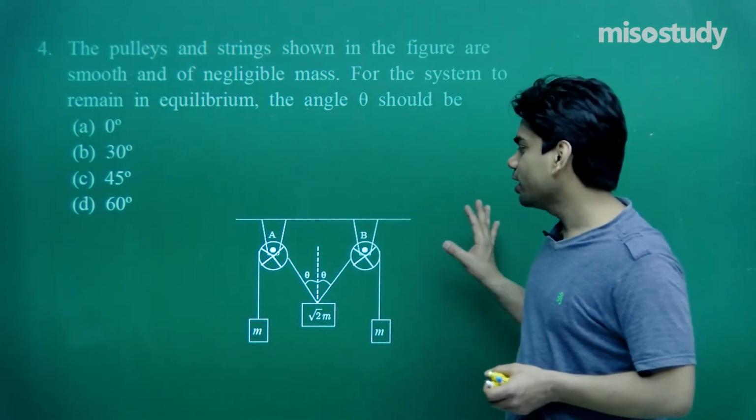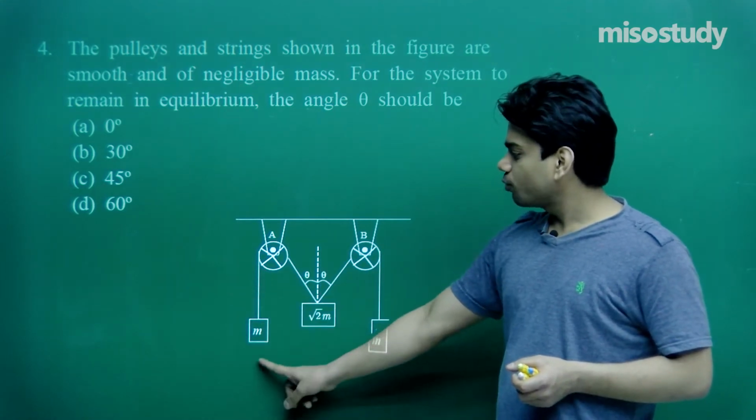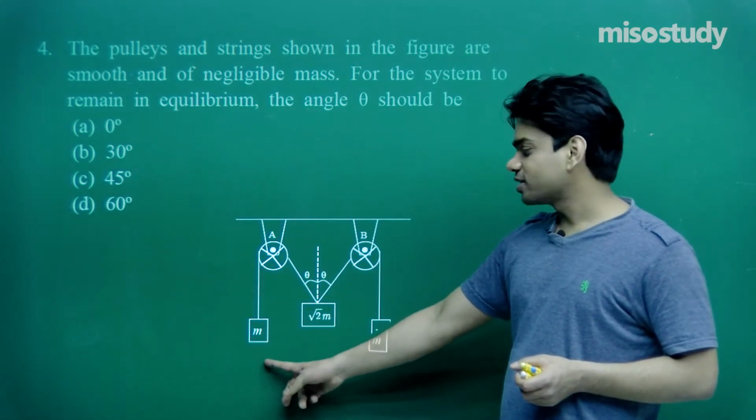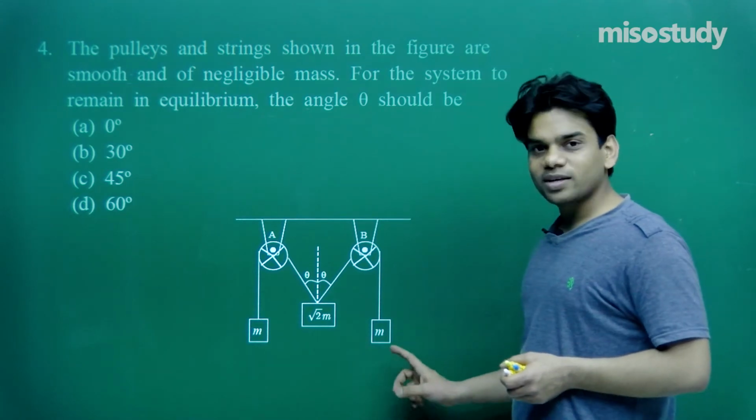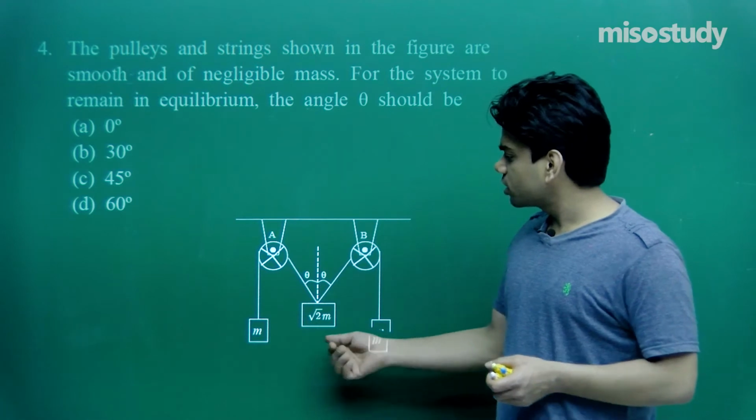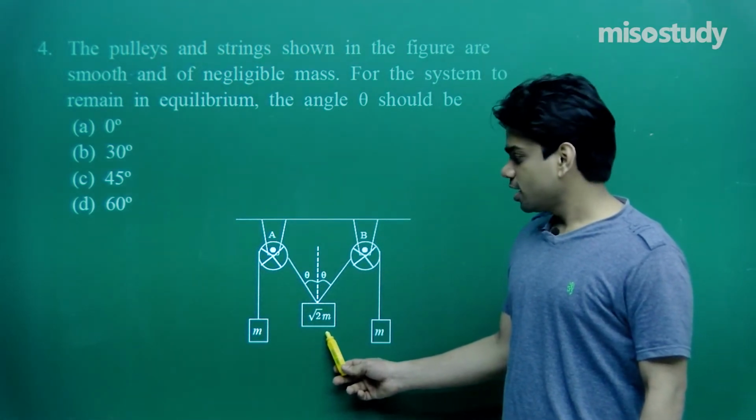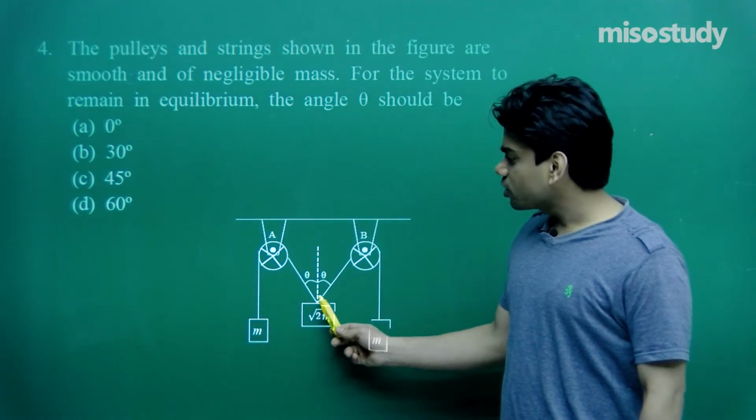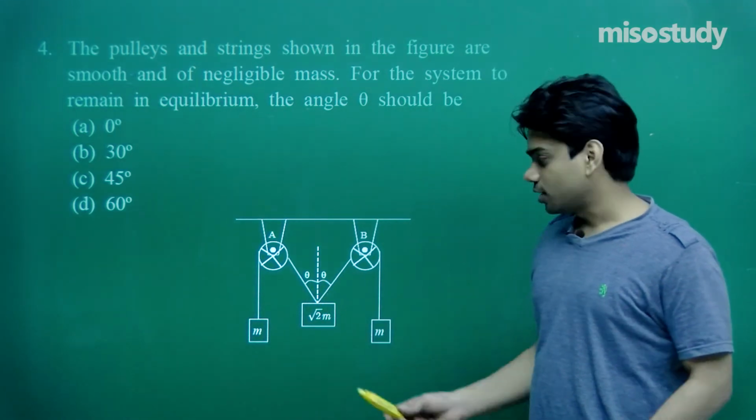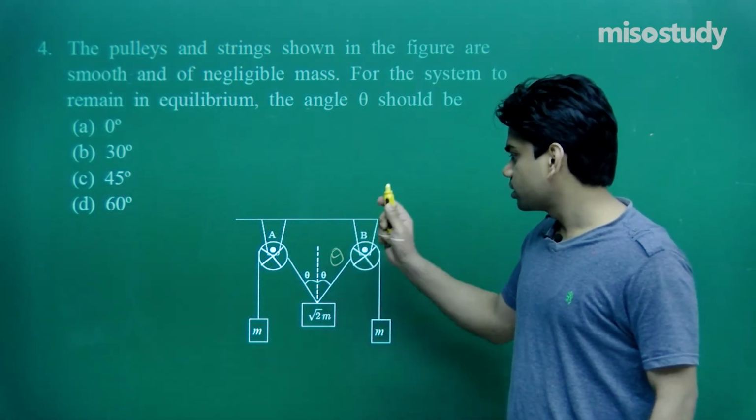If not, don't worry, I will also draw the diagram. There are two pulleys given here. One block of mass m is hanging, another block of mass m is hanging here. Then we have a string that continues from both the ends, and we can see that a block of mass root 2 m is hanging. The angle that these strings make with the vertical is given as theta. You see this is theta. Let me just show it completely that this is theta.